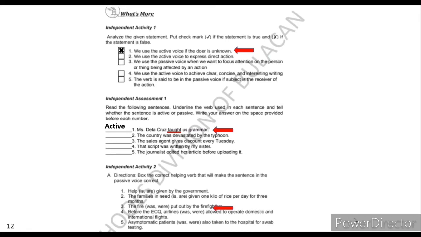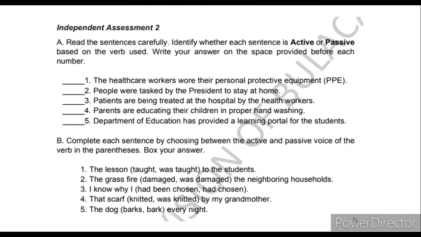Okay, let's try number one. Help is or are given by the government. Since help is singular word, the helping verb that we will use is in singular form. So it will be the verb is. Okay, so you will box is. Okay, now let's proceed with the next page, independent assessment 2.